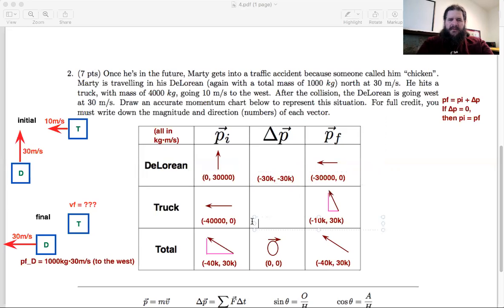Same thing for the truck. Negative 10,000 minus 40,000 would be positive 30,000. 30,000 minus 0 would be positive 30,000. And what do those changes add up to?